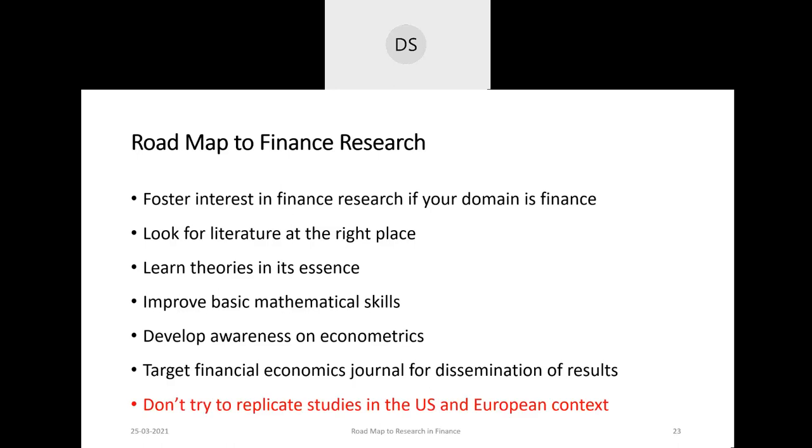There is a tendency which I have noticed, and some experts have also shared this: those who are pursuing research in finance take some articles from some journals. The study might have been done in the US or a European Western context, and they try to replicate that study as such in an Asian or Indian context. I don't think that is right. As I said in the previous point, in the US nearly 60 to 70% of people invest in the stock market. But in India, it is a meager percentage.